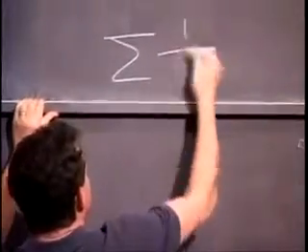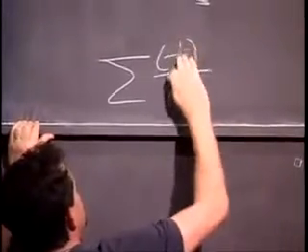Okay, so let's look at this example that we've been dealing with. 1 over n, minus 1 to the n, in fact, over n.